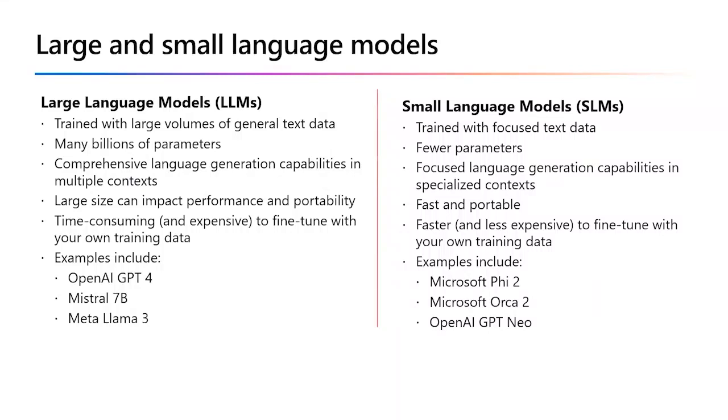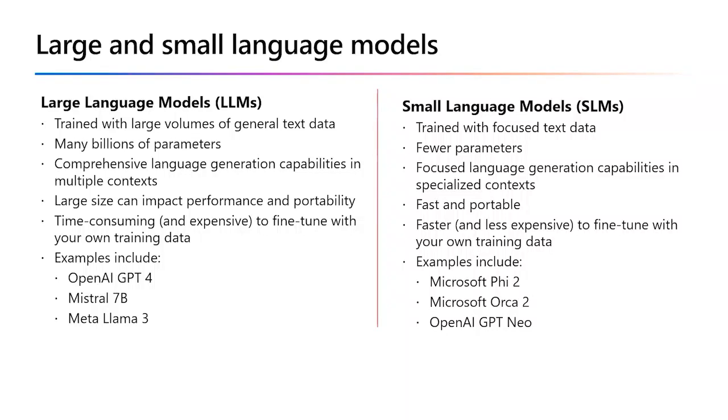There are many language models available that you can use to power generative AI applications. In general, language models can be considered in two categories: large language models, or LLMs, and small language models, or SLMs. Large language models are trained with vast quantities of text that represent a wide range of general subject matter, typically by sourcing data from the internet and other generally available publications. When trained, large language models have many billions or even trillions of parameters.